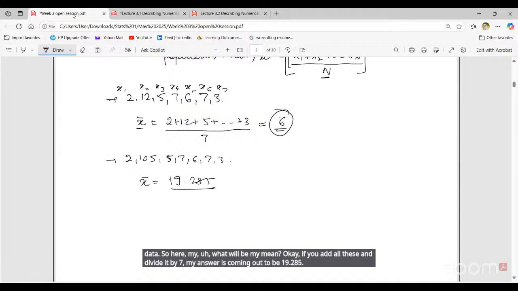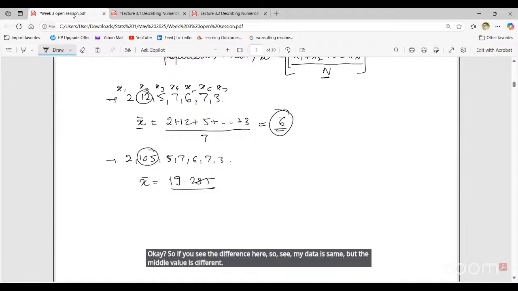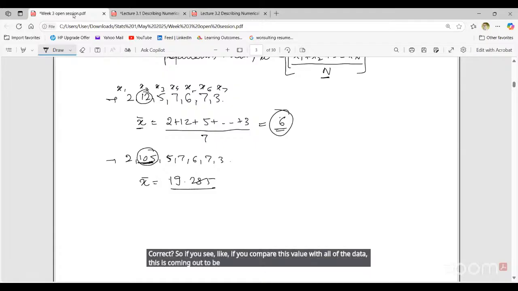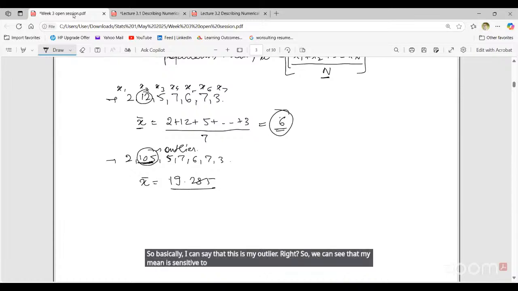If you see the difference here, my data is the same, but the middle value is different. If you compare this value with all of the data, it comes out as an extreme, very large value. So I can say that this is my outlier. So we can see that my mean is sensitive to outliers.